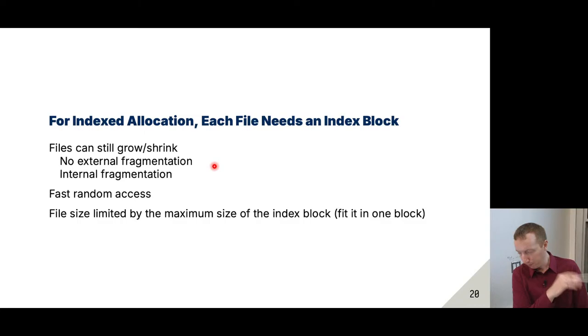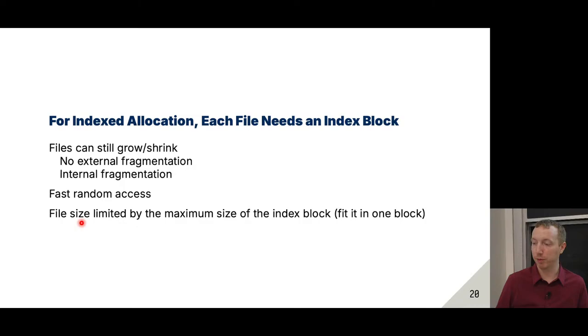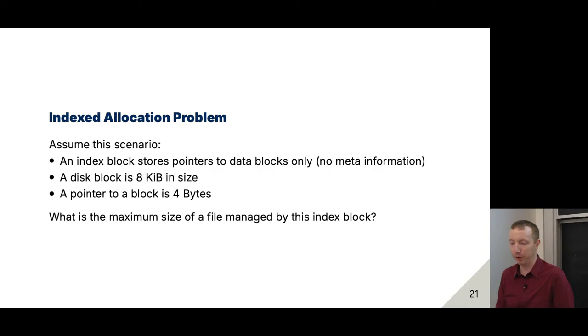So for index allocation, the file still has all the same benefits. Files can grow and shrink at will. We have fast random access because it's an array. And the main drawback is that the file size is going to be limited by the maximum size of the block. So we have a little problem now. This kind of looks like an easy version of page tables.